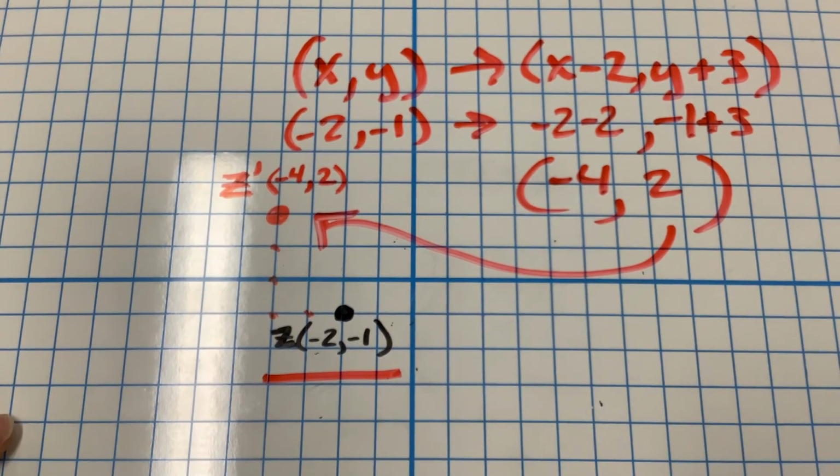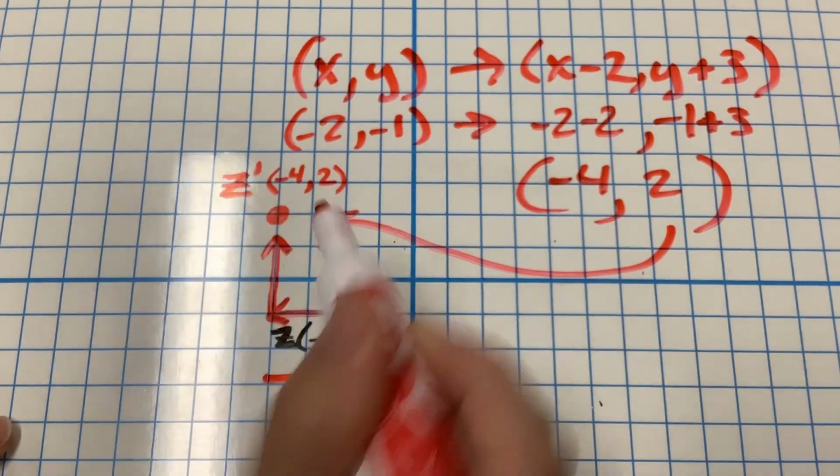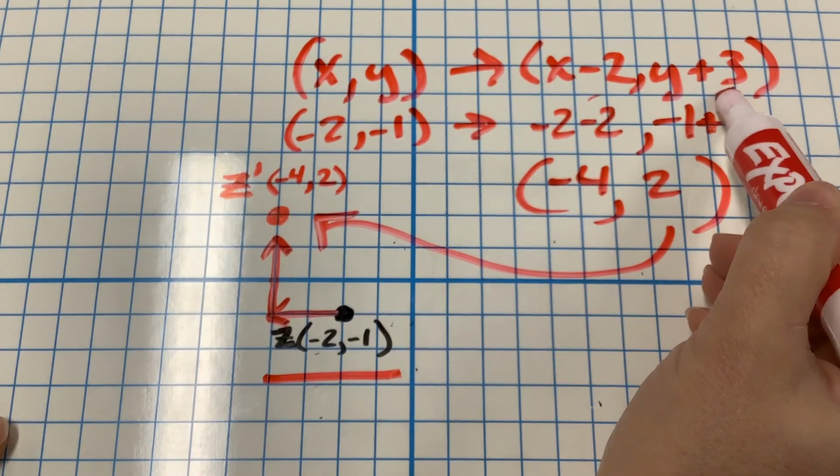So we don't have to use a graph in order to use the rules, do we? We don't have to use a graph at all. But this is how you've got your visual. You went 2 to the left and 3 up. And that's exactly what this says. 2 to the left, 3 up.